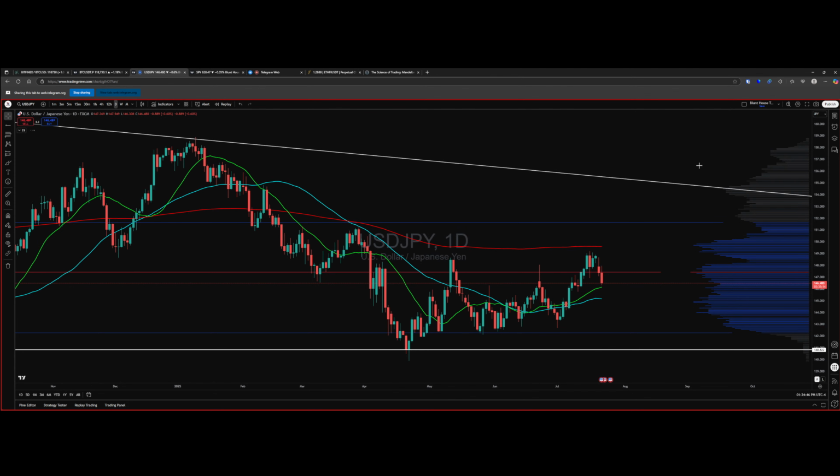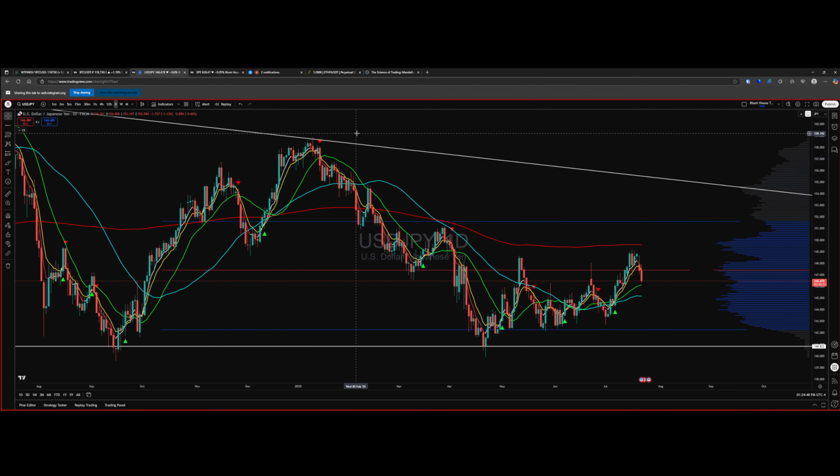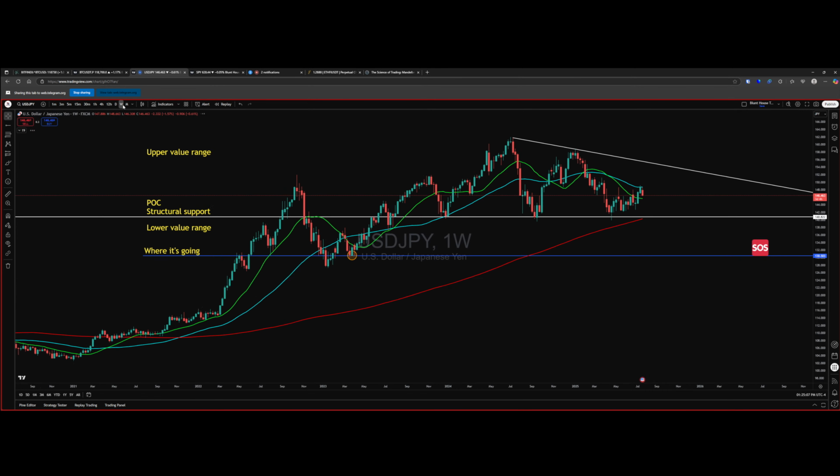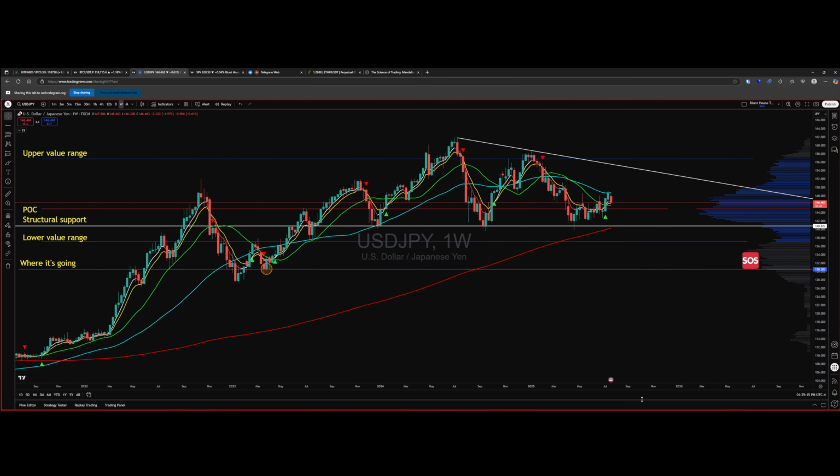USD JPY. Something that I think everybody should learn about is the carry trade. I don't want to get into it today in any detail because it'll take up too much time. But it's basically the US dollar and Japanese yen. And if we look at it over a longer time frame, I like to try and understand what my downside risk is.